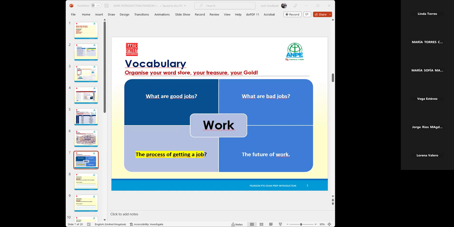So nice. So then we've got our ideas about future of work, which is face-to-face, remote, working from home. Those are ideas. Process of getting a job: make an application, go to an interview, write your CV. So these are words and pieces of language which are specific to the different parts. Okay. So you need to do this.